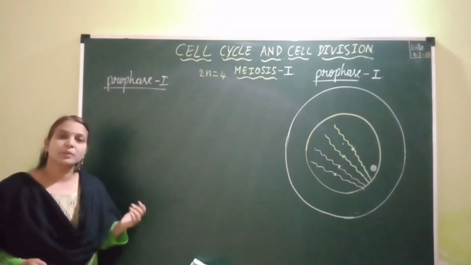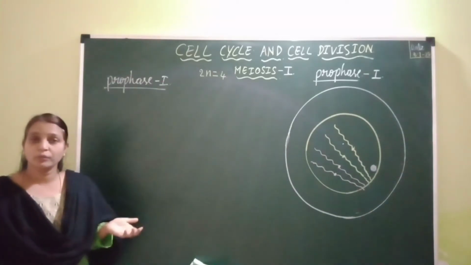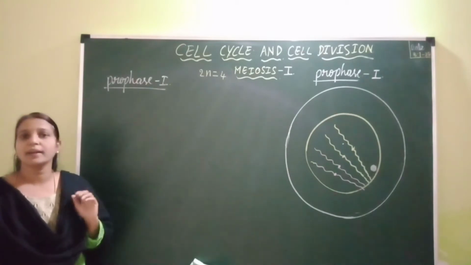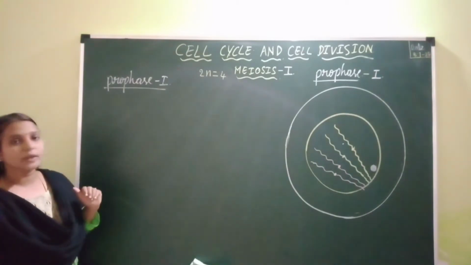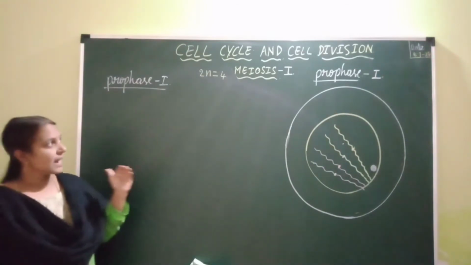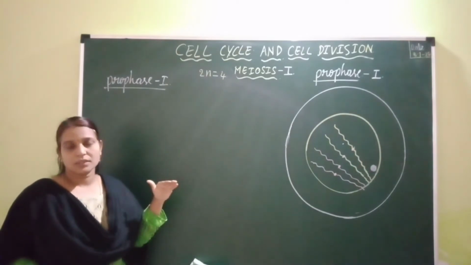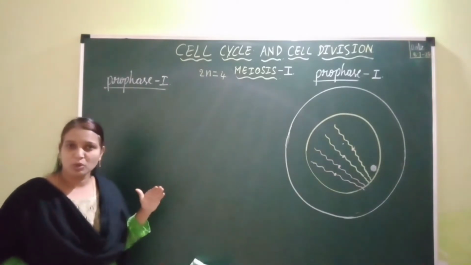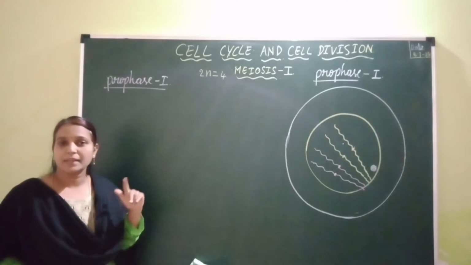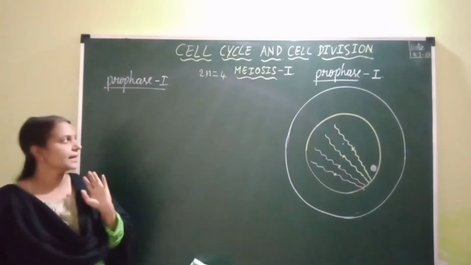Hello students, in the previous video I gave the overview of meiosis, that is meiosis 1 and meiosis 2. Now in this video I am going to start with meiosis 1 in detail, step by step. So let's study meiosis 1 step by step by taking an animal cell as an example.